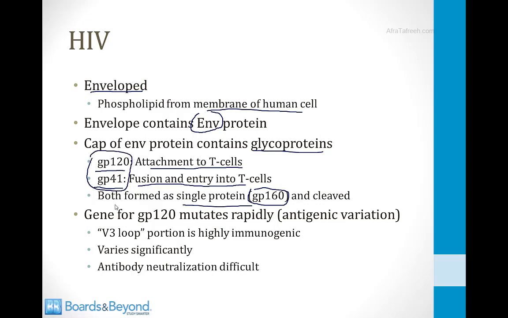One high-yield thing to know is that the gene that encodes for GP120 mutates rapidly. Therefore, the GP120 glycoprotein exhibits a feature called antigenic variation. There is a portion of GP120 called the V3 loop that is highly immunogenic, and this is the portion that antibodies will be developed against. Unfortunately, it varies significantly because of all the mutation and the antigenic variation, so it's very difficult for antibodies to neutralize HIV by creating responses to GP120 because that protein is varying so much as the virus reproduces.